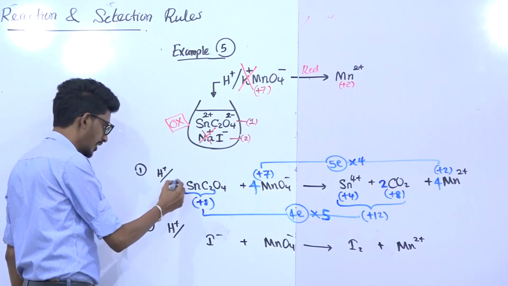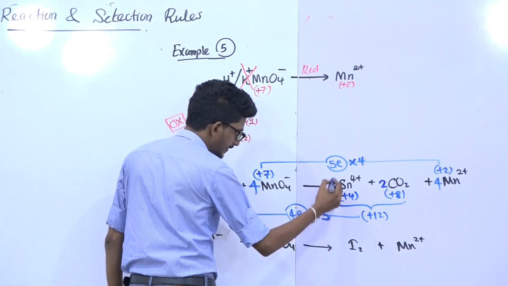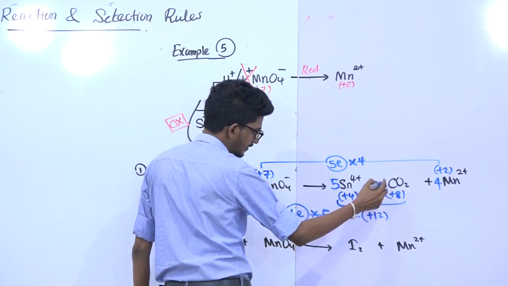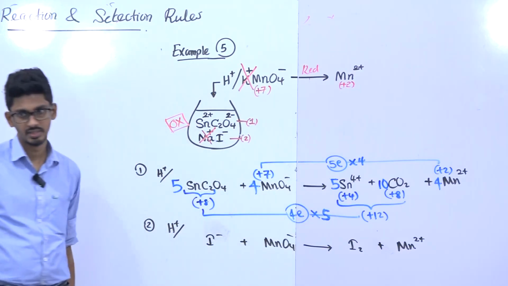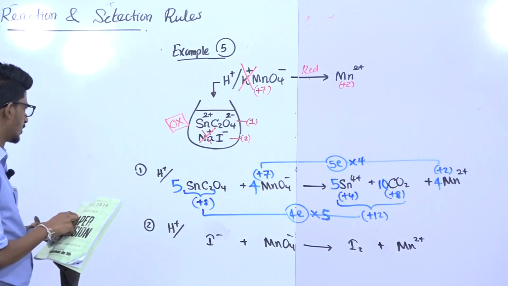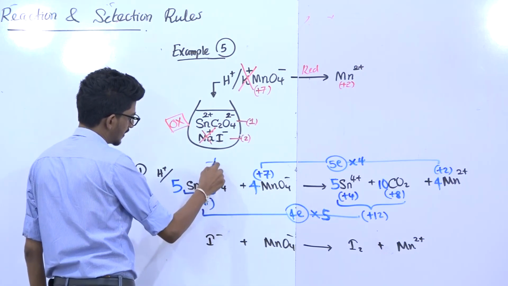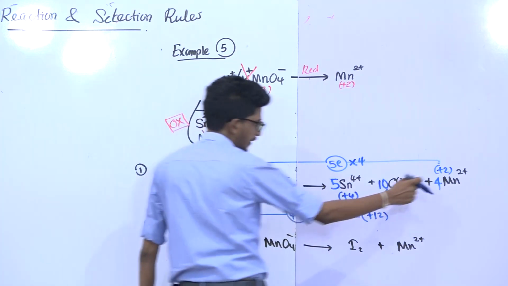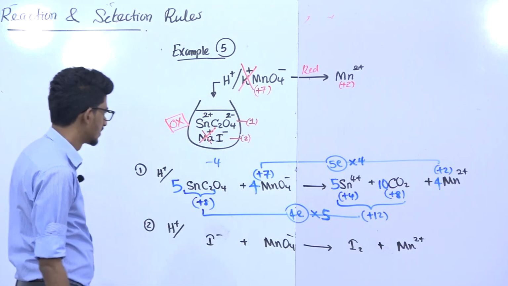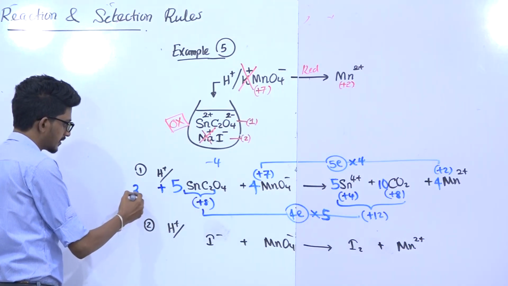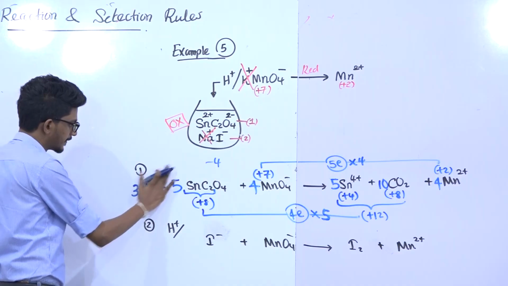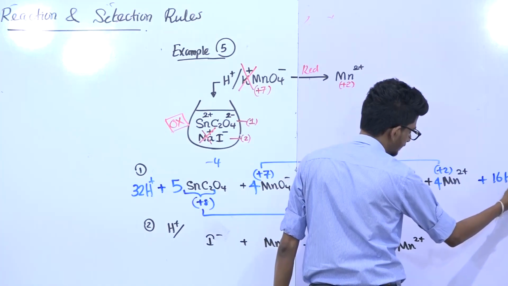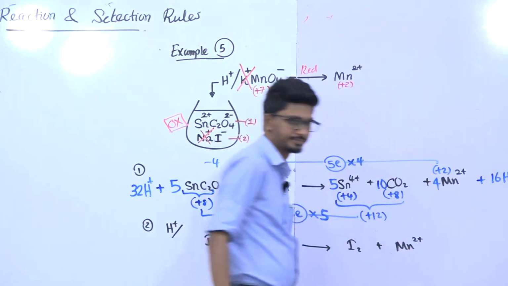5 means you have to put 5 here, 5 here, for all the chemical species appearing in that branch. 5 into 2 is 10. So that's 10. For H+, this side -4 is the net charge, and this side +20, +28, +28. So 32 units of difference. So 32 H+ are needed, and so 16 H2O.